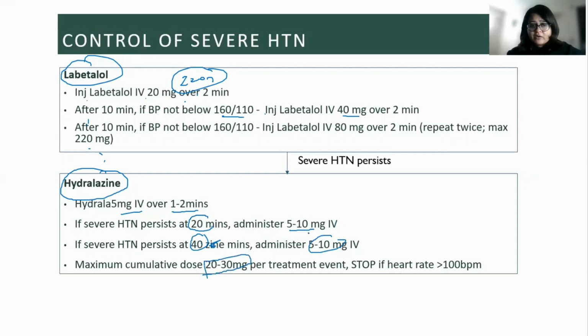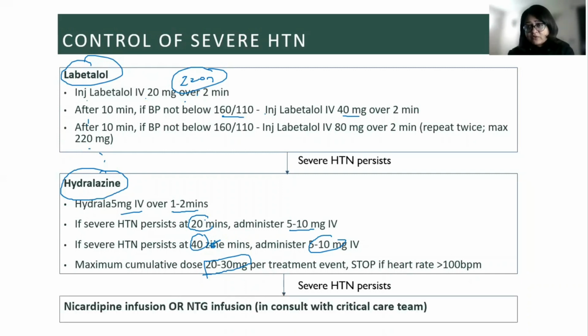If there is tachycardia, however, stop the hydralazine. So I will repeat: 5 milligram you give, then check at 20 minutes, repeat 5 milligram, check at 40 minutes, give again 5 milligram. Maximum you can go is 20 to 30 milligram. But if despite this hypertension still persists, then you need to involve a critical care specialist. Usually what they start is a nicardipine infusion, or more commonly in the setups we work in, NTG infusion is started, in consult with the critical care team. So this is control of severe hypertension.